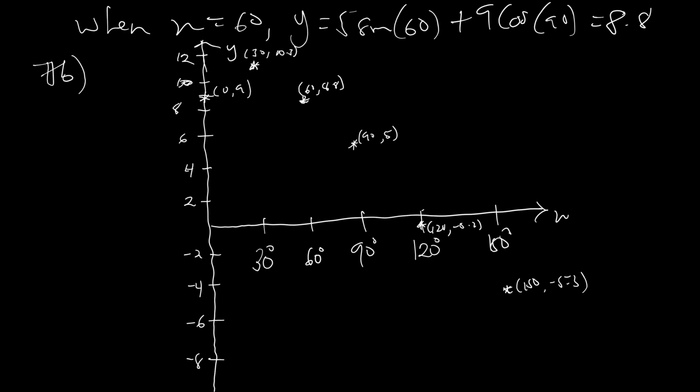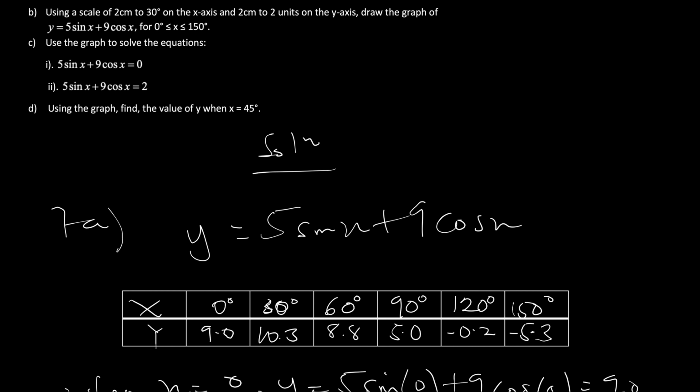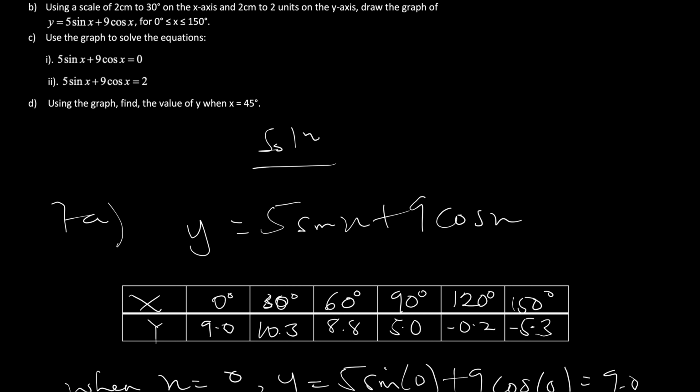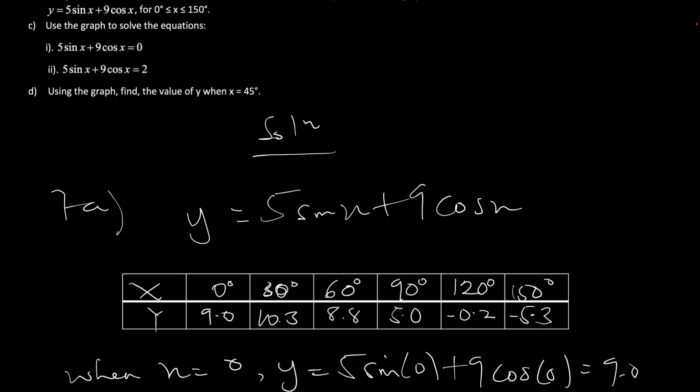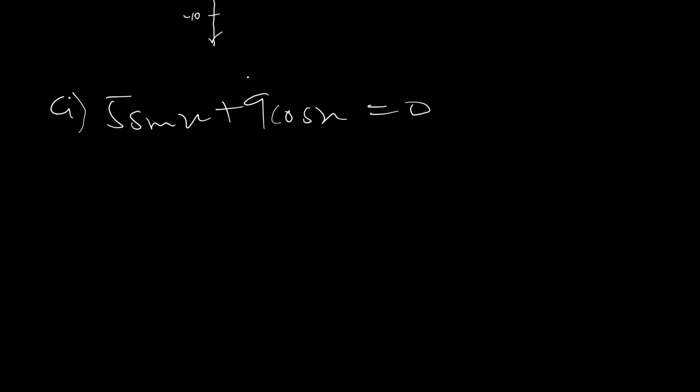So when we connect the points, we should get a curve which looks like this. So this brings us to the end of question 7b. So question 7c. Use the graph to solve the equation i. 5 sin x + 9 cos x = 0. So Ci, we have 5 sin x + 9 cos x = 0. But we know that 5 sin x + 9 cos x is y. So y will be equal to 0.